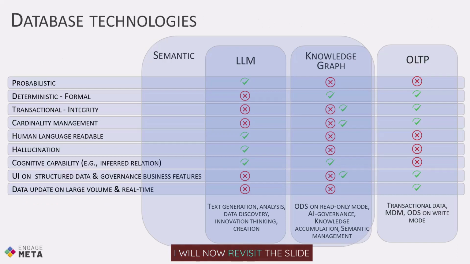I will now revisit the slide that highlights the comparison between the three technologies. Lastly, we have a new approach, which is not exactly a database engine, but rather the neural network of an LLM AI engine to store data. Here, data is transformed into parameters within the LLM engine, primarily for text management.